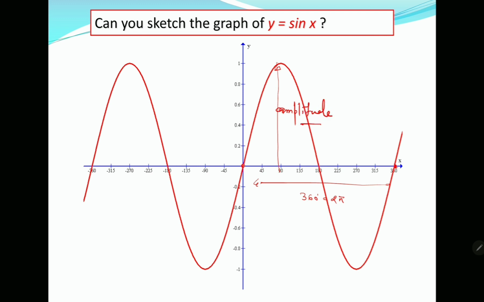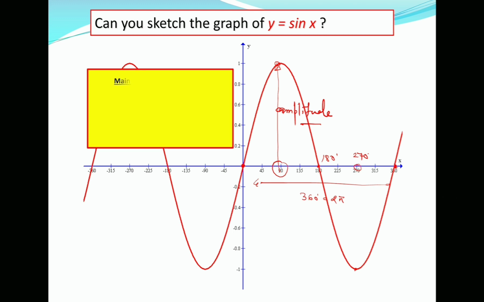This graph of sin x starts at 0. It is again 0 at 180 degrees. It is maximum at 90 degrees, you can see, and minimum at 270 degrees. So I have broken this period into 4 parts: 0 to 90, 90 to 180, 180 to 270, and 270 to 360, which is the 4 quadrants, obviously.